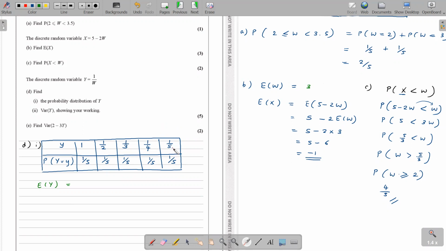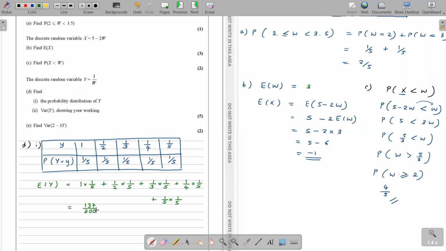Okay, so we'll have to find EY definitely by what? By doing the manual technique. What's the manual method? Multiply the y value with its respective probability. So what's the first one? 1 you multiply with 1 over 5, plus the next one is half you multiply with 1 over 5, plus the next one 1 over 3 you multiply with 1 over 5, plus the next one 1 over 4 you multiply with 1 over 5, plus the last one 1 over 5 you multiply with 1 over 5. Can I know the answer? 137 over 300 is your EY.